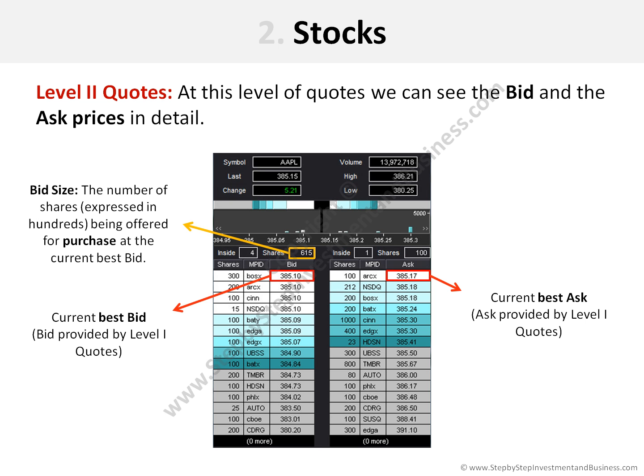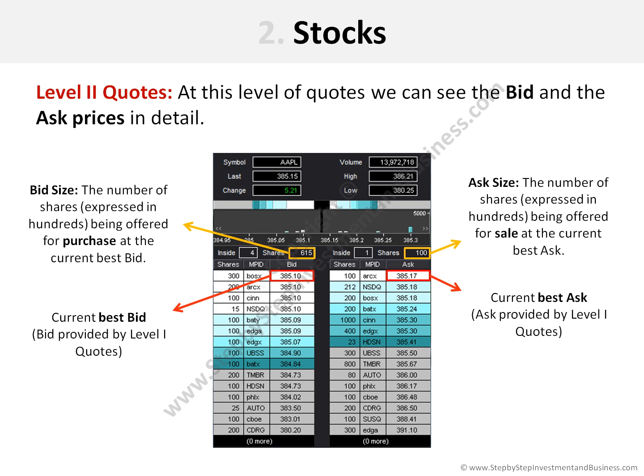In Level 2 quotes, it is also displayed what is known as bid size, which is the number of shares, expressed in hundreds, being offered for purchase at the current best bid. Right now, according to the figure, buyers are willing to buy 61,500 shares at the current best bid, that is, at 385.10.